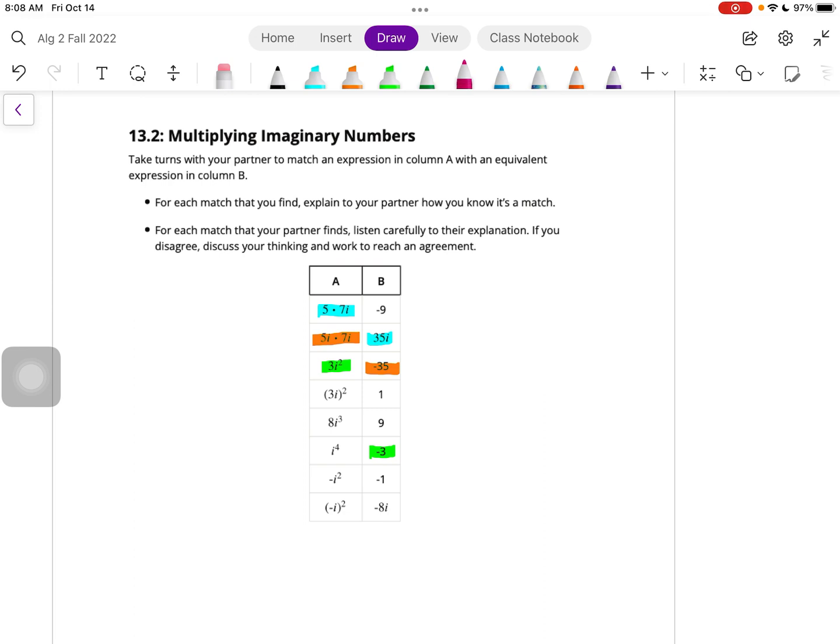Let's see. 3i, quantity squared, so you're squaring the 3, which gives us 9. You're squaring the i, which gives us -1, so 9 times -1 is -9.